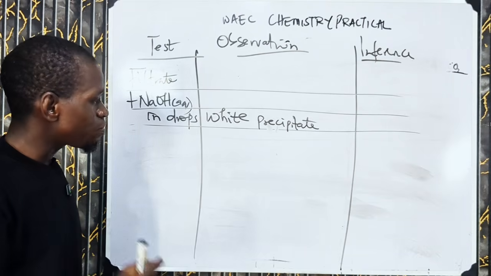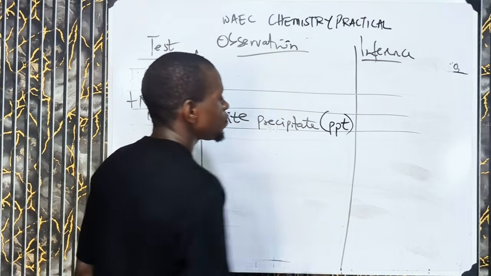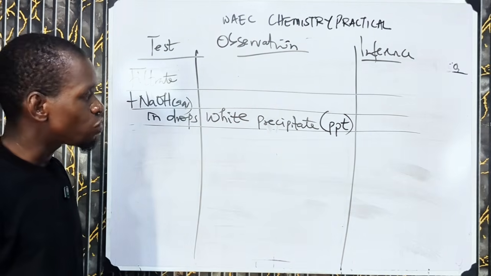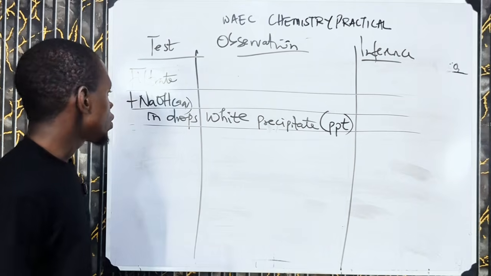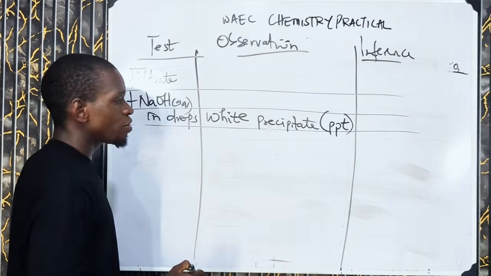Please, if you do not know how to spell precipitate, use the word PPT to be on the safer side. If you don't know how to spell precipitate, use the word PPT. It is also correct. So what is going to be my inference? My inference is going to be what now? Lead ion and calcium ion.